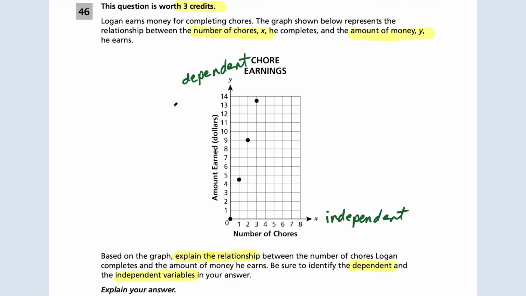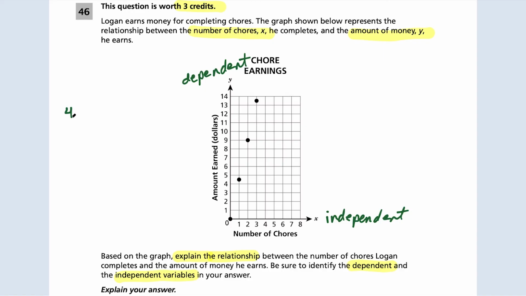So now that we have this information, we want to think about the relationship between the number of chores Logan completes and the amount of money that he earns. Well, this is looking like a direct proportion here because these points are forming a straight line. If Logan does no chores, 0 chores, he gets $0. But now start thinking about the moment that Logan does one chore, it looks like here he's earning $4.50.